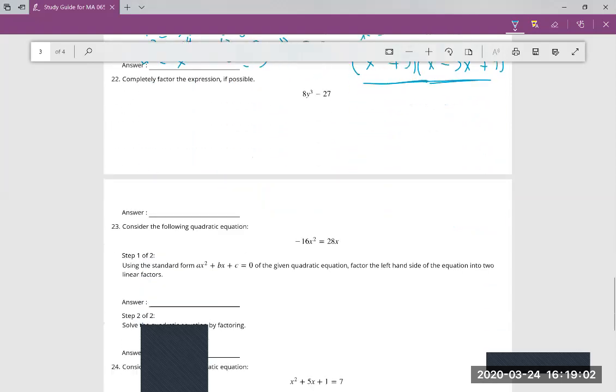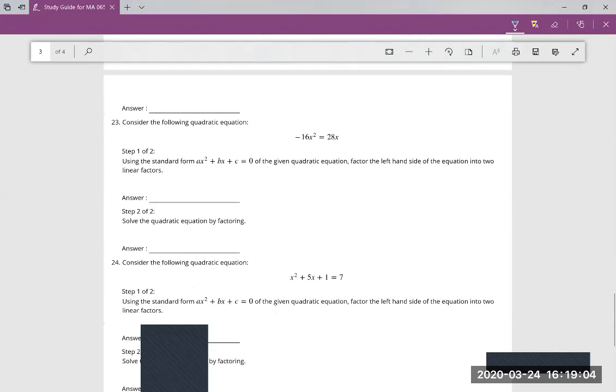All right, moving on here. Let's go ahead and solve this. And look what it says here. We're gonna consider the following quadratic equation. This is the one where we have to set it equal to 0. So we're gonna need to move this 28x over, and then we're gonna factor it. Okay, so step 1 says factor the left-hand side of the equation into two linear factors. So if you have negative 16x squared minus 28x, and that's going to be equal to 0, okay, because I moved the 28x over by subtraction.